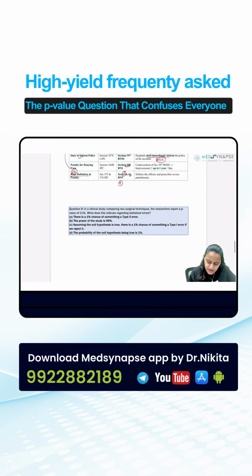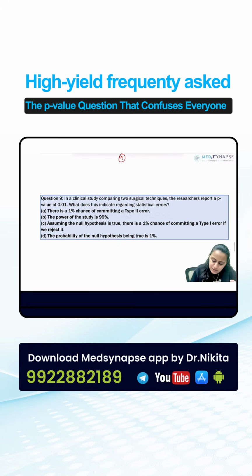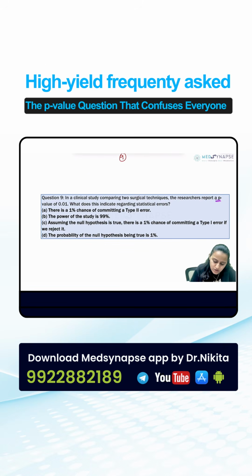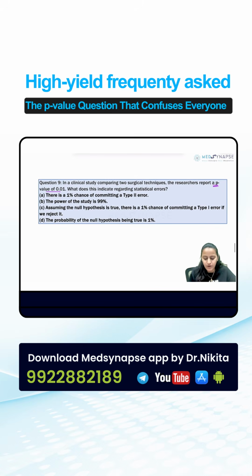Right, going to next one. In a clinical study comparing two surgical techniques, the researchers report a p-value of 0.01. What does this indicate?